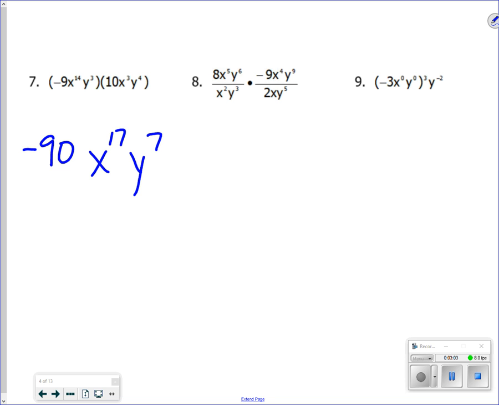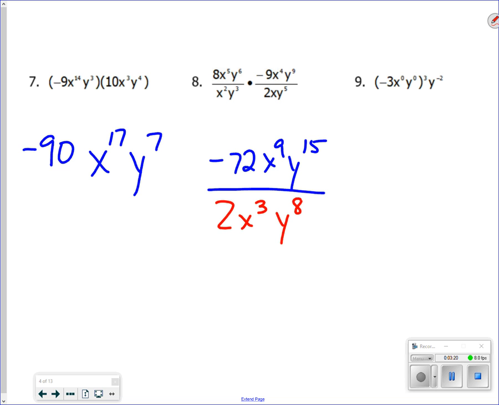No parentheses, multiple fractions though. So I'm going to multiply straight across the top. So act like the top is one question. Negative 72, x to the 9th, y to the 15th. Now treat the bottom like a different question. 2, x to the 3rd, y to the 8th. Notice that I added the exponents.